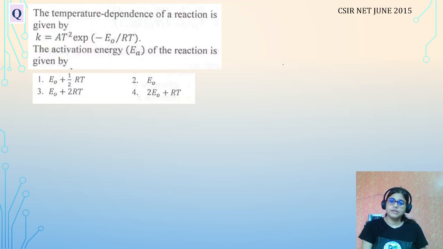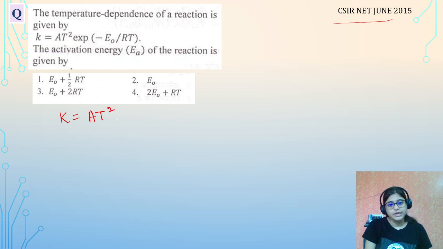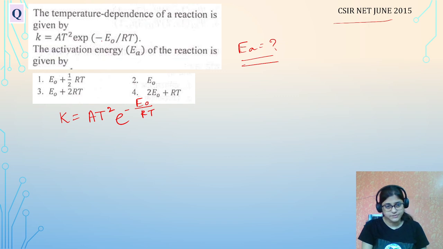Now these come in CSIR NET June 2015. The temperature dependence of the reaction is given by k equals A T squared exponential minus E0 by RT. This is given, so what will be the representation of activation energy? E0 here is not the activation energy; it is an energy term.